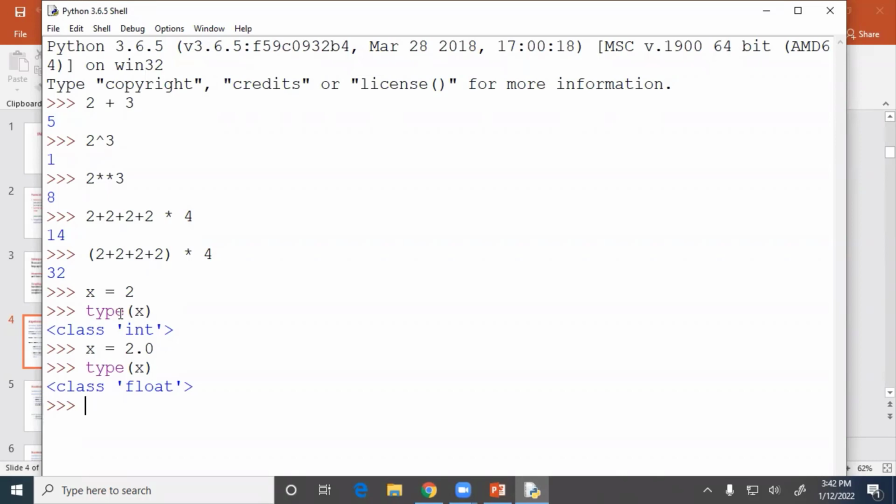Okay. 2.0 is going to be what? It's going to be float. So when I have a point, even 0, it is going to be what? Float.